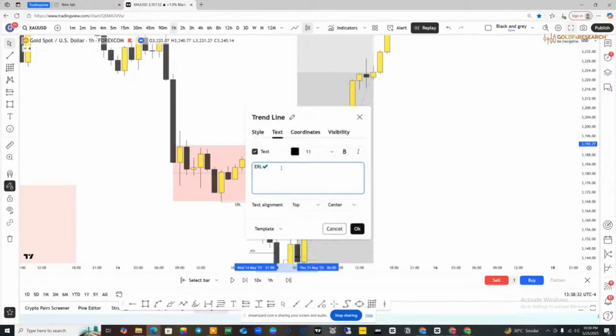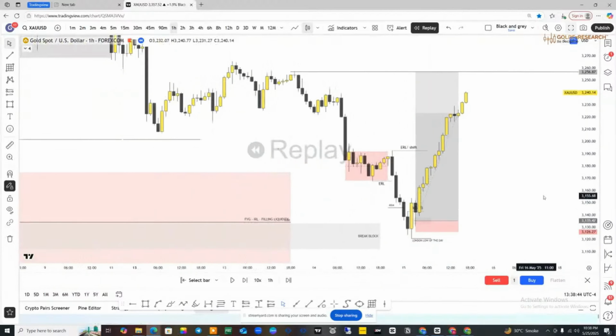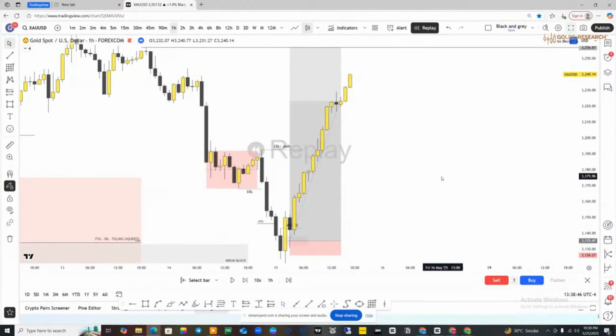Now, what is the ERL showing? After the market took the external range liquidity, what did it do? Again, it took the external range liquidity. And what does that become for us? It becomes a market structure shift. What do we do after the market structure shift? We simply wait for the price to come into your PDRS.